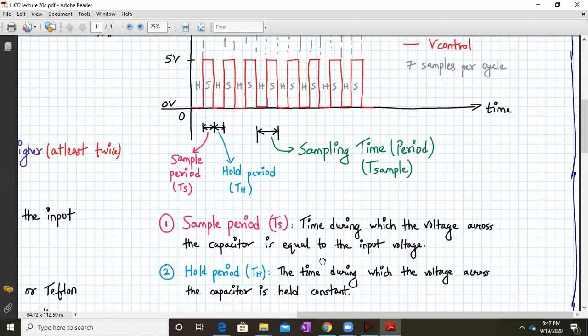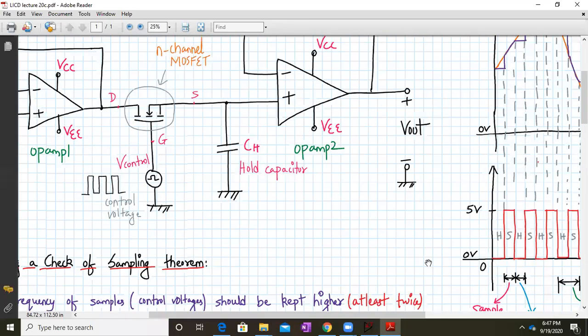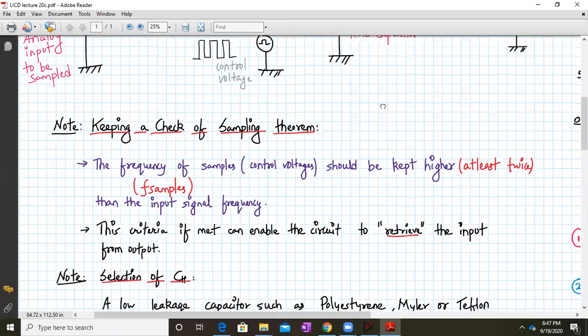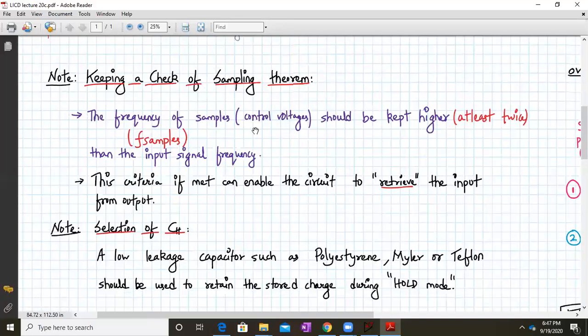Your sample period is the time during which the voltage across the capacitor is equal to the input voltage, and the hold period is the time during which the voltage across the capacitor is held constant. Now which capacitor are we talking about? The hold capacitor.